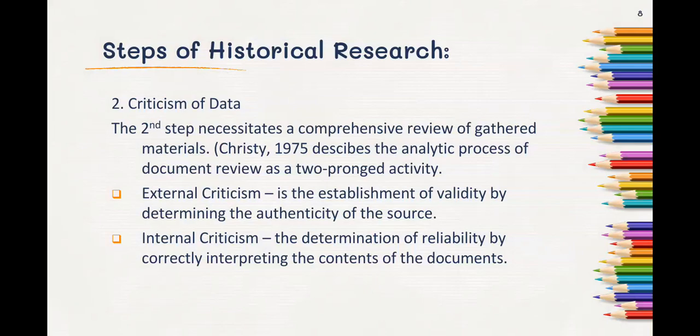The second step necessitates a comprehensive review of gathered materials, according to Christie, 1975. It describes the analytic process of document review as a two-pronged activity. We have the external criticism, which is the establishment of validity by determining the authenticity of the source.